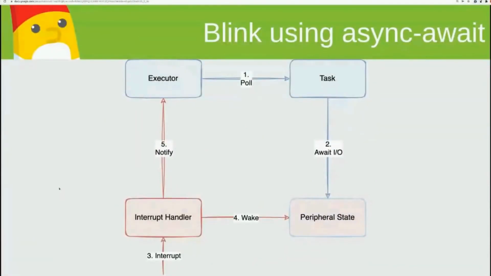So what happens when you have interrupts, for instance? Your task might say that I'm going to wait for this interrupt now, and then when the executor polls it, it says, oh, I don't have anything else to do, I'm just waiting for this interrupt. And when the interrupt occurs, then the interrupt handler will set some state in the peripheral saying that you're done with your operation now. And then it tells the executor that, and then that again checks with the task, can you make progress? And then, yes, the task can make progress. So that's, very simplified, how this works.